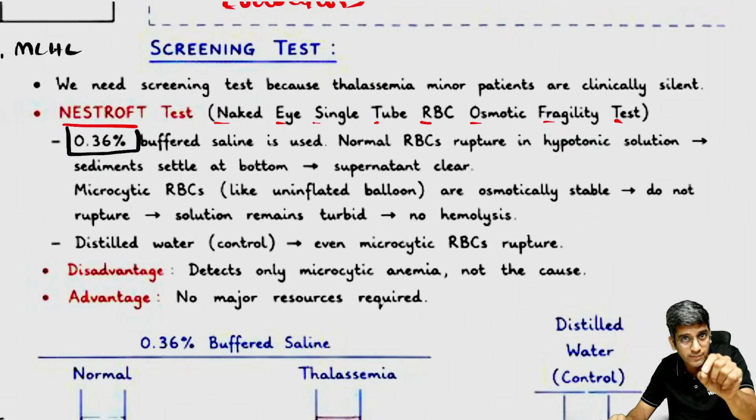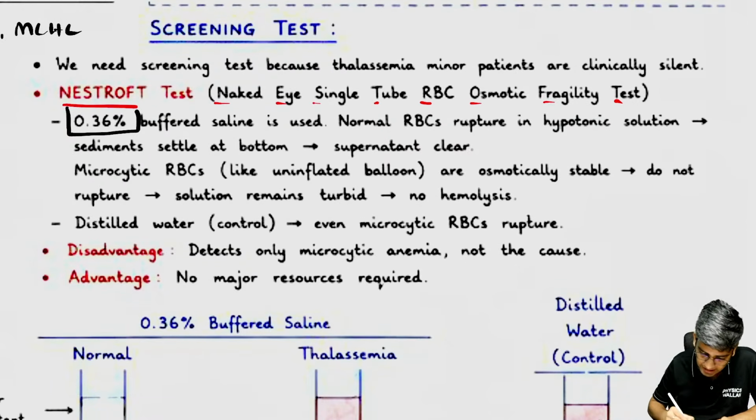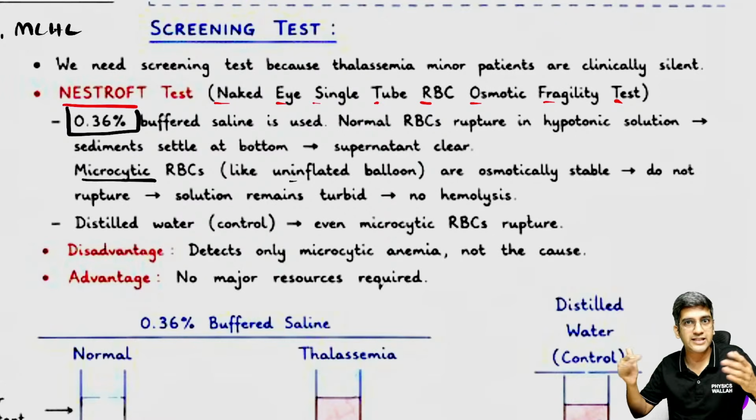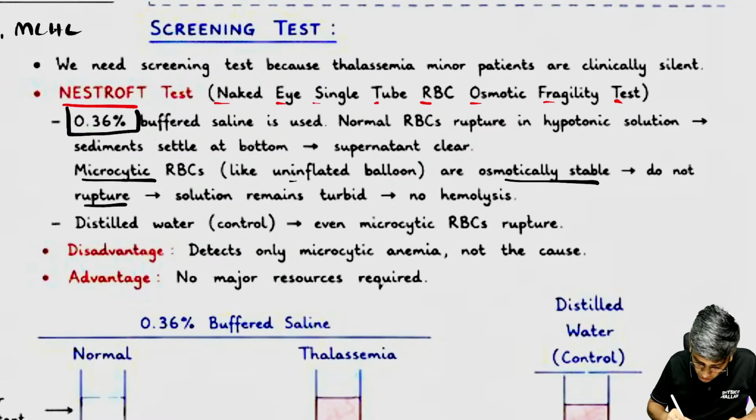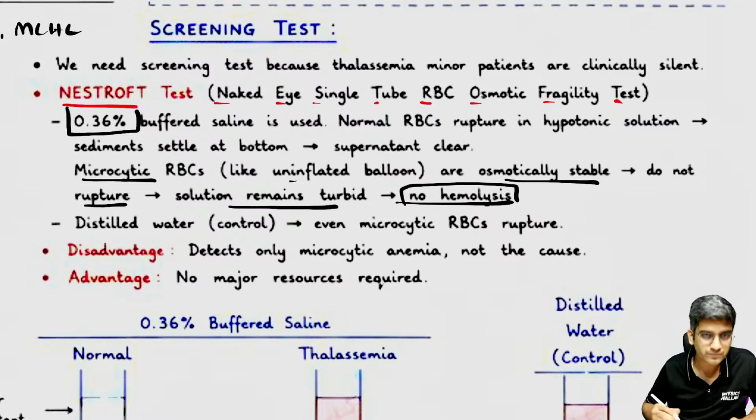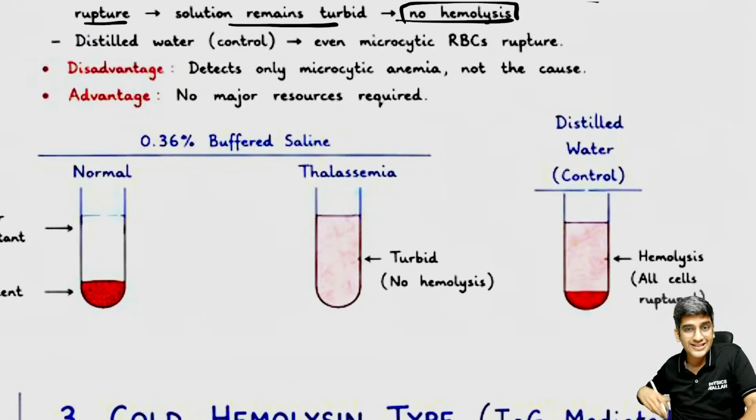So your RBC, my RBC at 0.36% will lyse. A microcytic RBC like thalassemia or even iron deficiency anemia will not lyse, right? That's the basic here. Microcytic RBCs are like an uninflated balloon, osmotically more stable. They don't rupture and the solution remains turbid. There is no hemolysis.